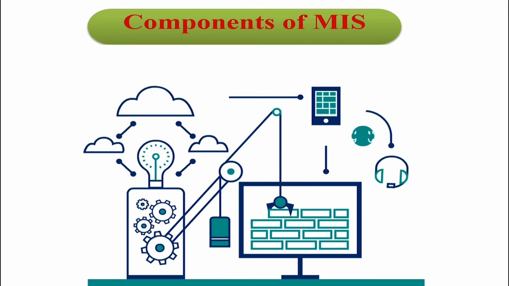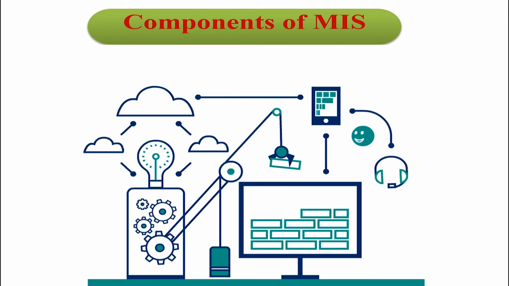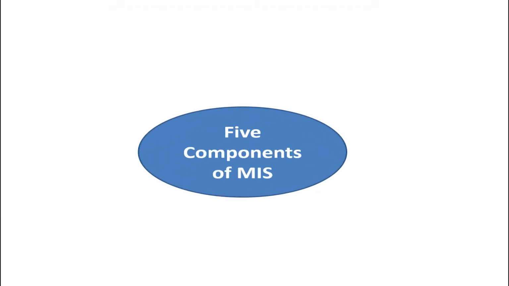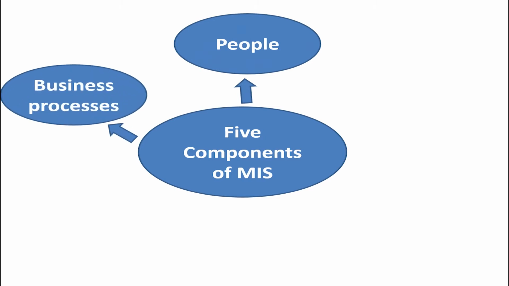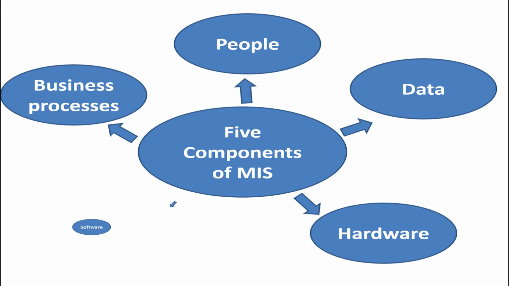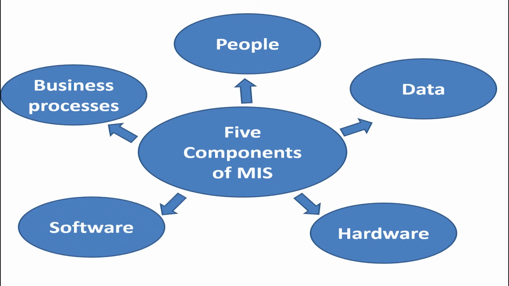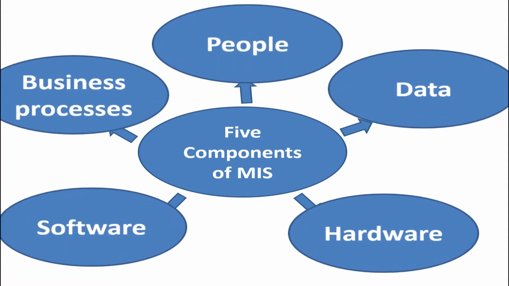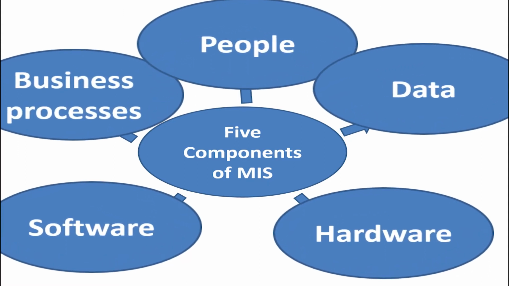A management information system is made up of five major components, namely people, business processes, data, hardware, and software. As told earlier, all of these components must work together to achieve business objectives. Let's try and know about them one by one.